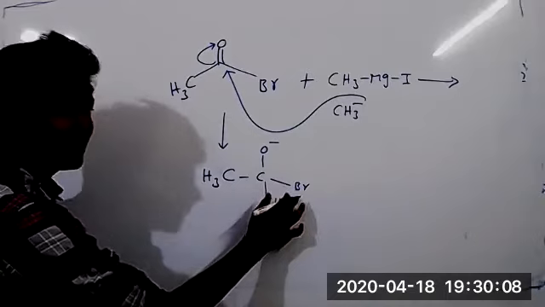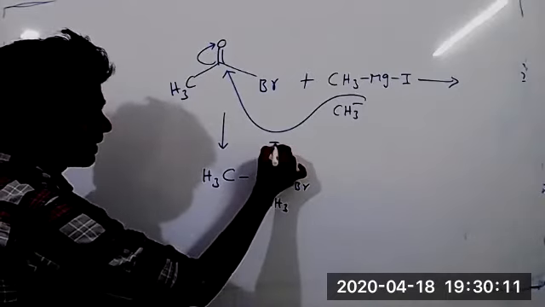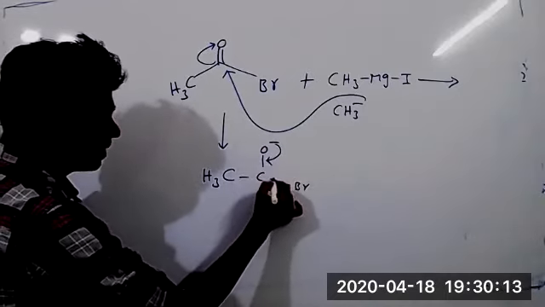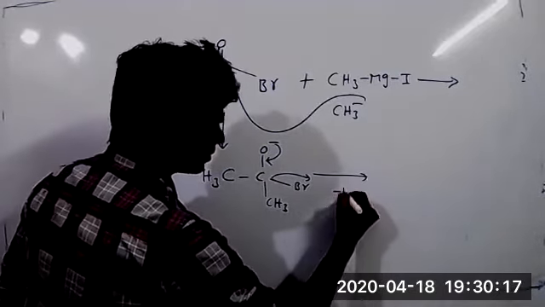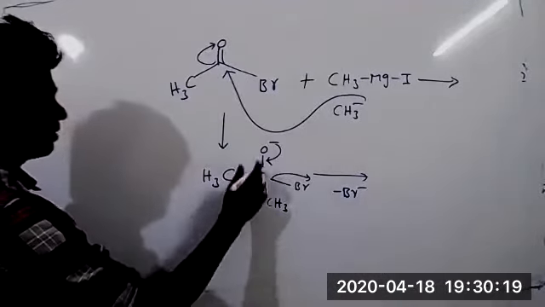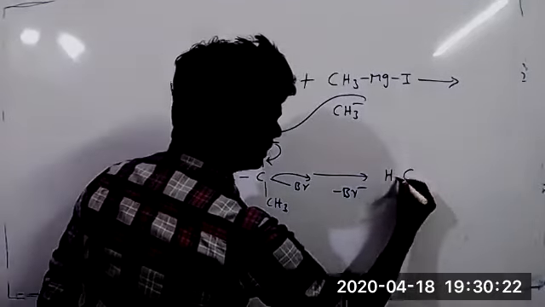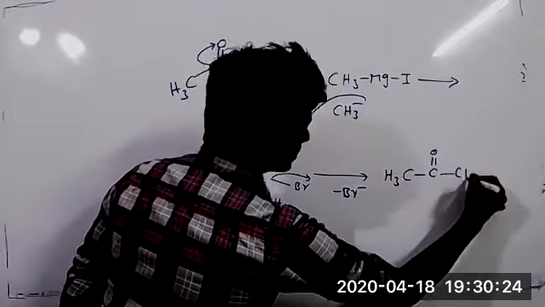Bromine is somewhat a better leaving group. This negative charge is involved in the formation of the pi bond, and immediately the bromine atom is lost as Br minus. Now it again gives a ketone, CH3, C double bond O, CH3.